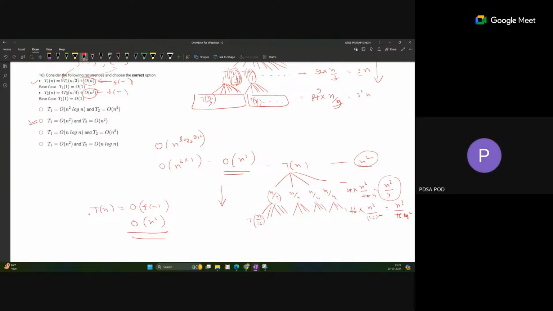Actually, in our expression, what are the terms? We have R times T(n by C) plus F(n). This is the equivalent form. R, capital or small, represents the number of recursive calls. This is the divide part, how we are dividing, and F(n) is what time is taken. So just put these things in the formula.